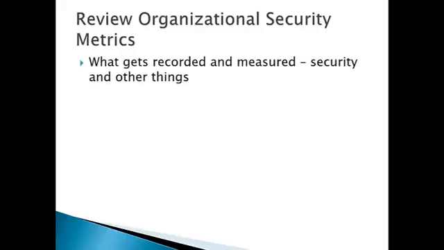Organizational security metrics. Apart from incidents, your organization should be tracking various metrics about the performance of information technology and aspects of the securing of that technology. What gets recorded and measured in terms of security and other things. There's an old saying, if you don't measure it, you can't manage it. So you want to look at things like network performance. This could be relevant to denial of service attacks as well as certain types of malware infestations.